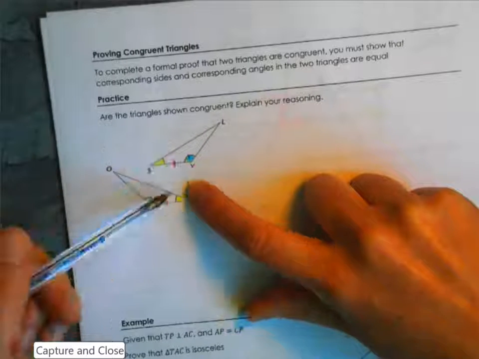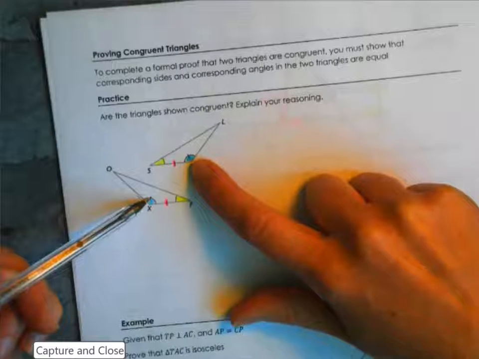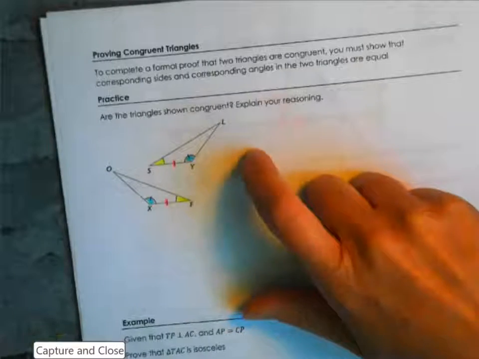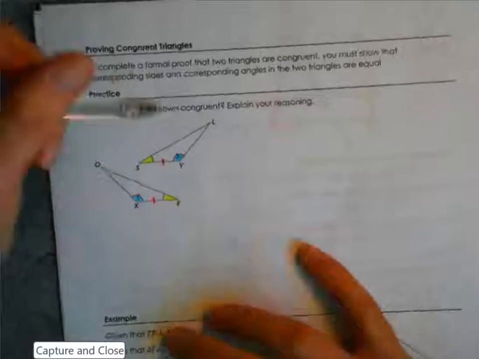But what I've always seen in the past is that they'll make a marking on the two that are the same so that you don't confuse them, especially if they're closer angles. In this particular example, it's fairly obvious, but okay.